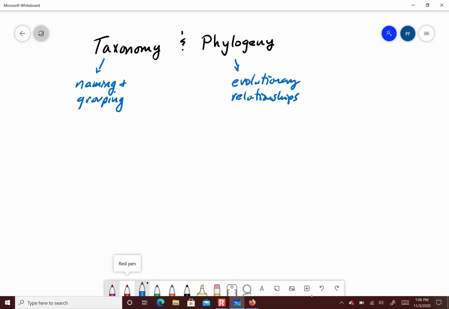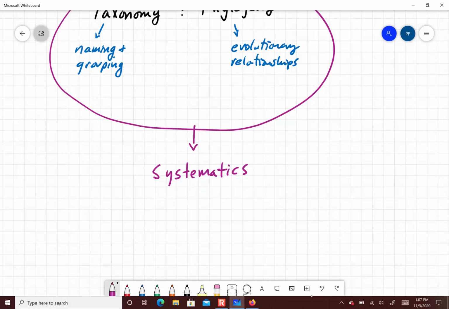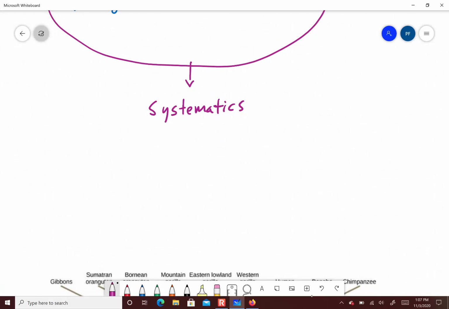Hey, if we take all of this together, taxonomy and phylogeny, so the naming, the grouping, the evolutionary relationship stuff, what we're studying in biology is a field called systematics. So systematics does taxonomy and phylogeny. It's doing everything from the naming, grouping, classification, all the way through the how are we looking at these evolutionary relationships. And one of the things that we get from systematics is we build these things called evolutionary trees.